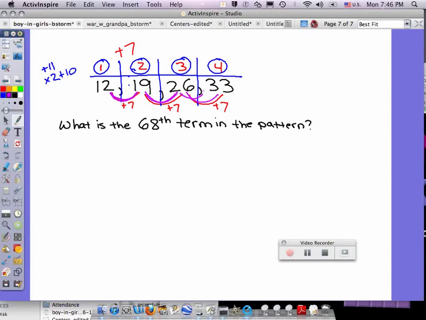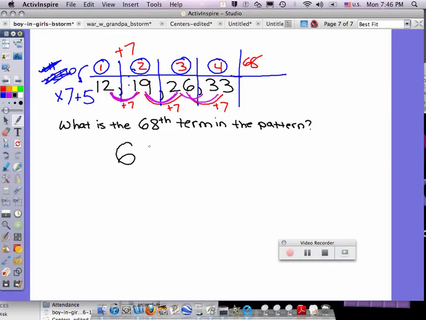So now that we know that, we don't need to try everything. You can think 1 times 7 would be 7 plus 5. Let's see. 2 times 7 would be 14 plus 5 is 19. 3 times 7 plus 5 would be 26. 4 times 7 plus 5 would be 33. So if you want to find out the 68th number in the pattern, well, just keep that rule consistent.